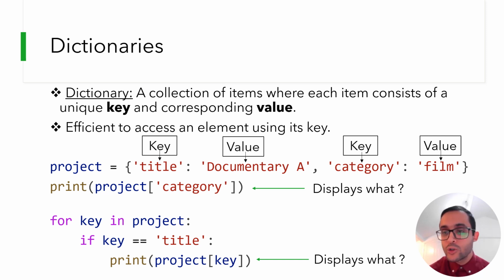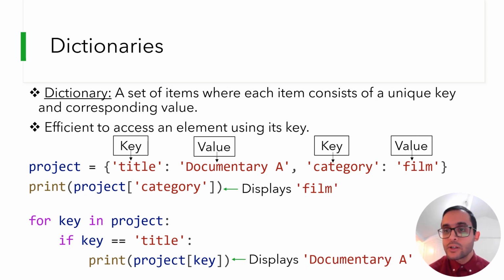In the first line of the code shown, a dictionary called project is defined, which contains two elements, the title and the category. The title's value is documentary A and the category's value is film. To access the value of the category, the second line uses category as the key to directly retrieve the value from the project dictionary. The following for loop iterates over all keys in the project dictionary, and once it encounters the key title, it prints its associated value. So now, can someone tell me what is the output of this program?